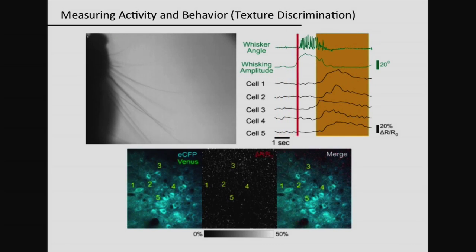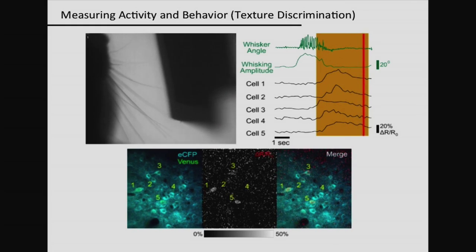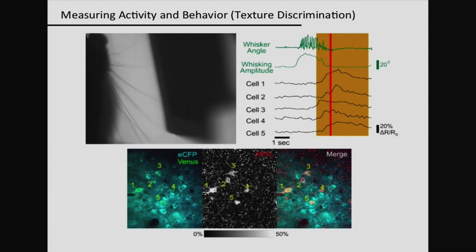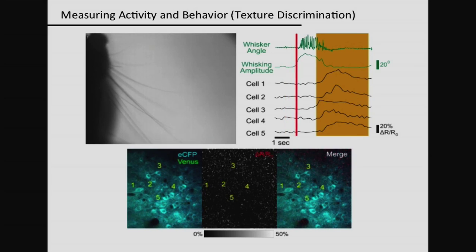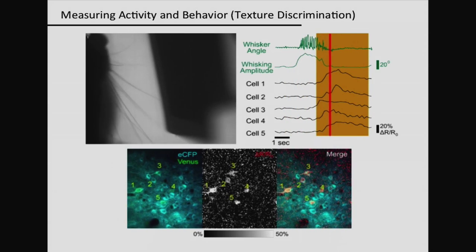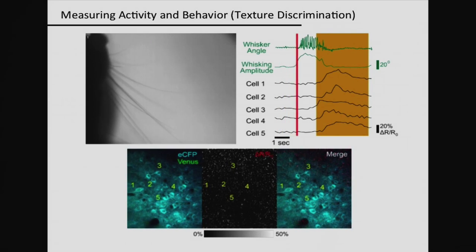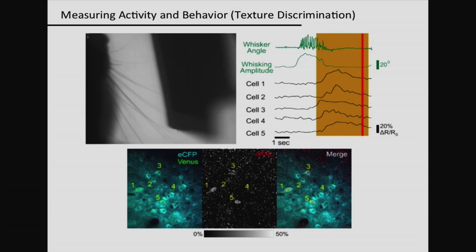Below here is the calcium imaging that we're performing. We are using a FRET-based indicator called YC Nano 140. What we're doing is monitoring the CFP and YFP fluorescence of this particular indicator, and when neurons become active, they turn greenish in color. We're looking essentially at the ratio between YFP and CFP as our readout of calcium activity.